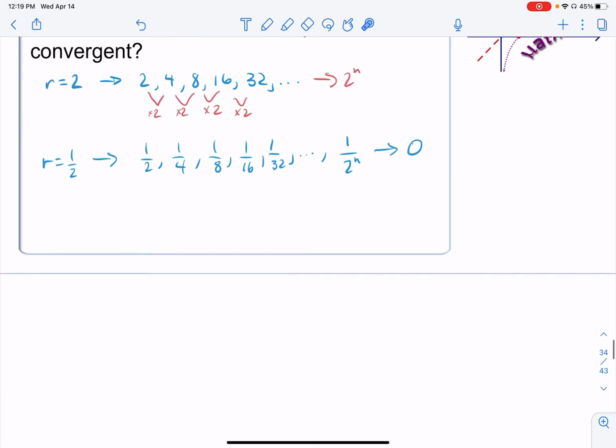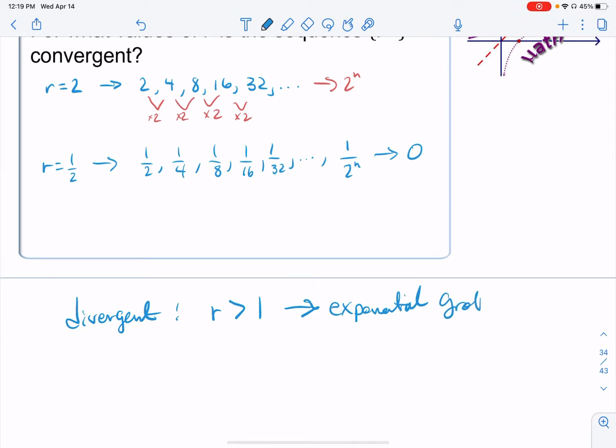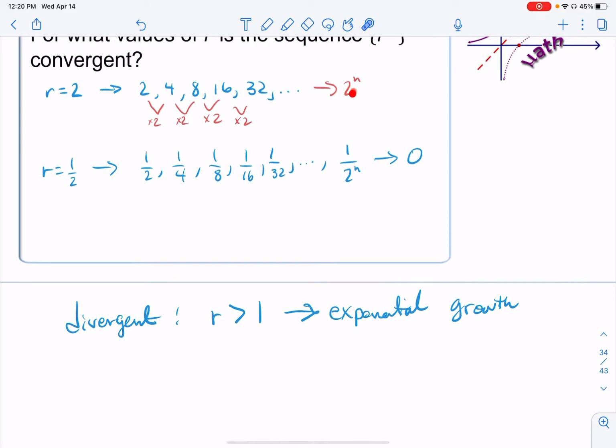Okay, so divergent goes like this. Divergence is going to happen when r is greater than 1, because that's going to make exponential growth. It's just going to keep getting bigger and bigger, like this example that I did right here.